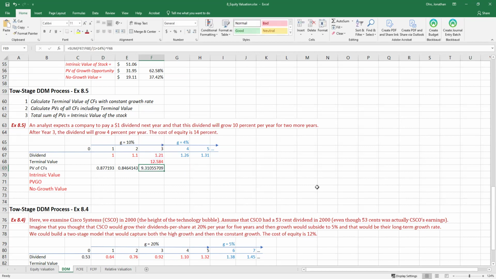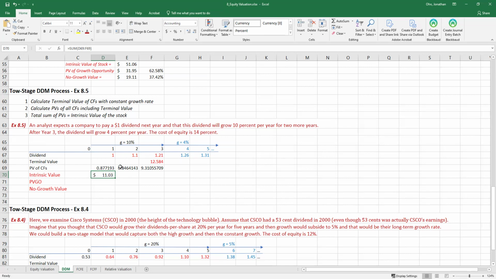All right. So we successfully calculated the present value of all relevant cash flows. Intrinsic value is nothing but the sum of all these present values. It is $11.03. That is the intrinsic value of this stock.